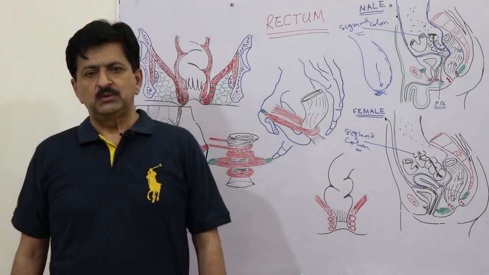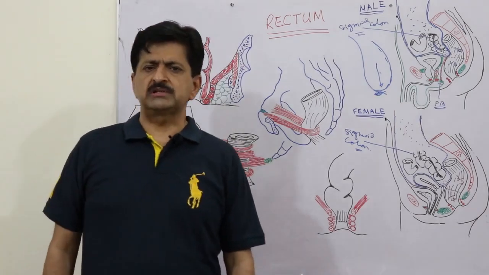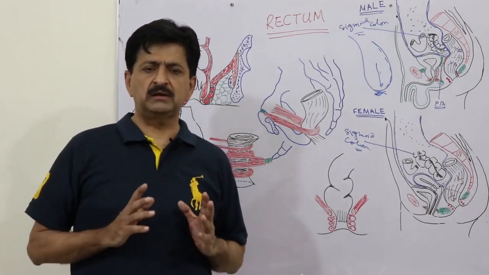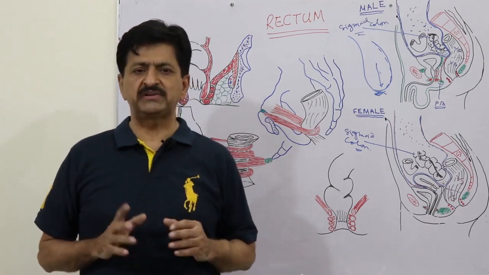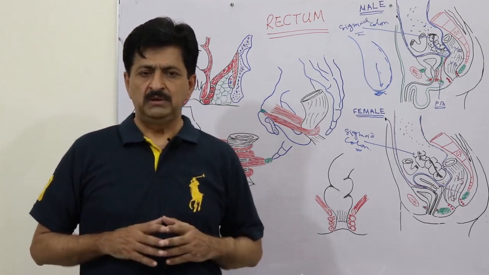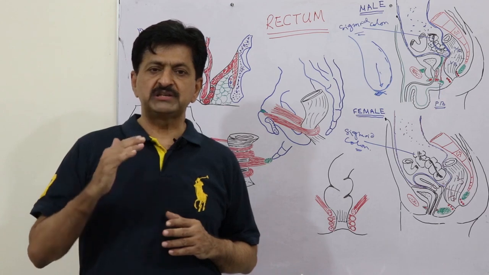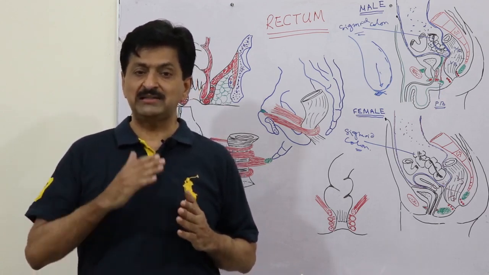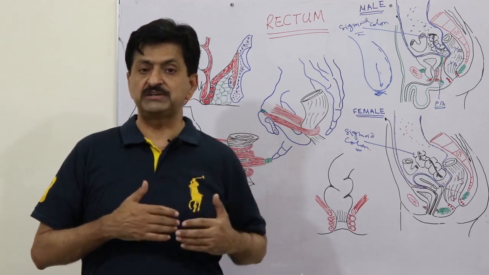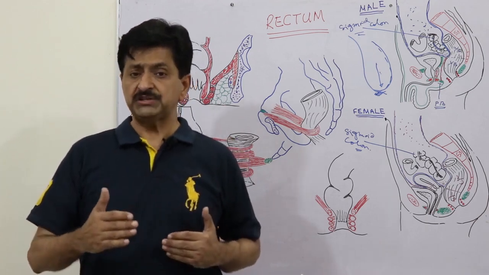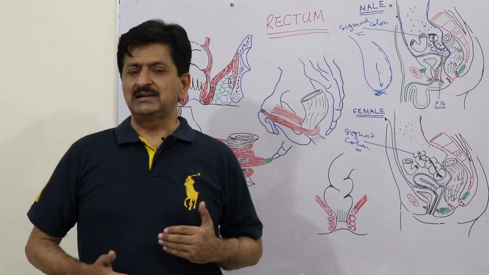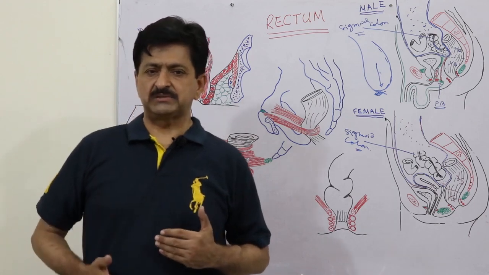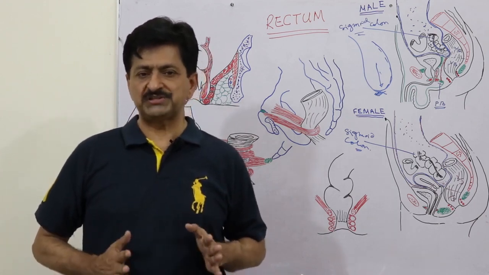Hi students, today in this session we are going to discuss another component of your alimentary tract. It's called the rectum. In the previous class we finished the sigmoid colon, which, as we told you, starts at the pelvic inlet as a continuation of the descending colon and finishes at the level of the third sacral piece.